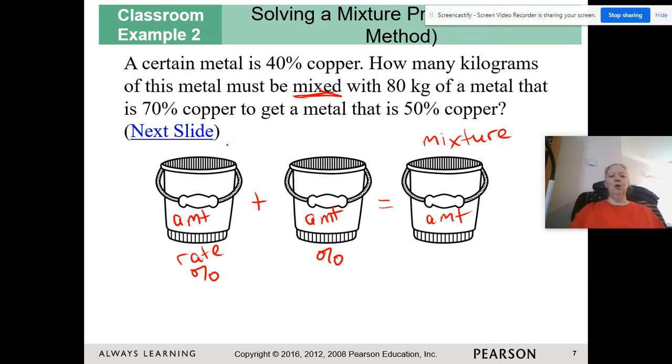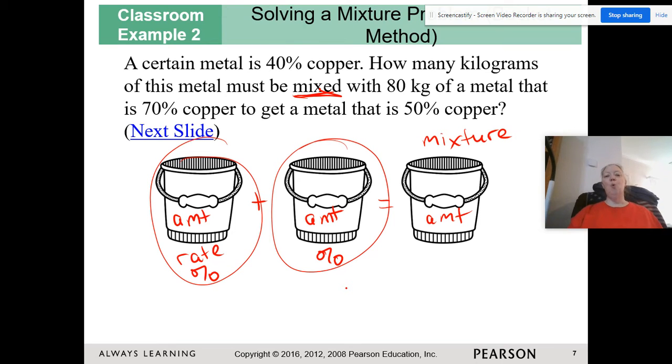Okay, so we're going to take 2 different buckets and we are going to pour them together and end up with a mixture right here. So that's why we're adding the 2 buckets together, because we are combining them. All right, and outside the bucket goes the percent or the rate.